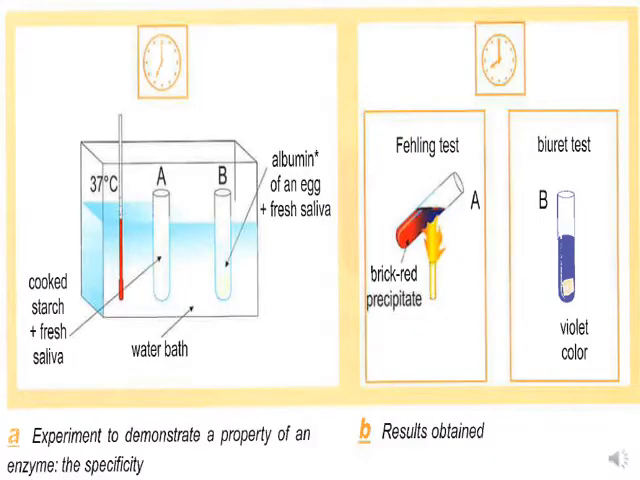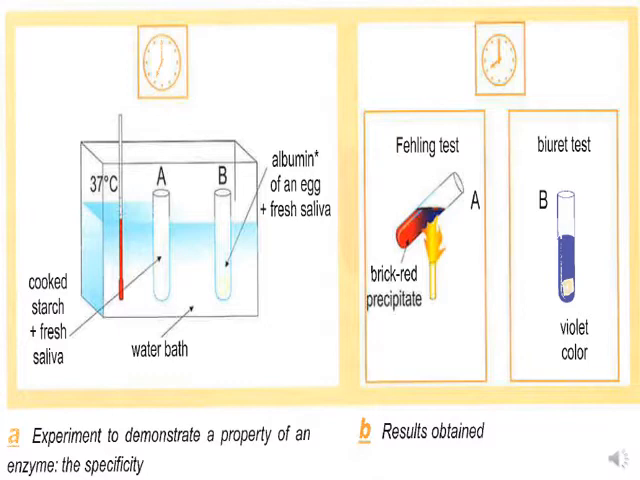Here we have two documents, A and B. Document A is showing the experiment to study the property of an enzyme, which is called specificity, or the meaning of specific. Here we have two test tubes, A and B. Both of them are placed in a water bath at a temperature of 37 degrees Celsius. In tube A, we added cooked starch and fresh saliva. In tube B, we added an albumin of an egg, which is protein, with fresh saliva.